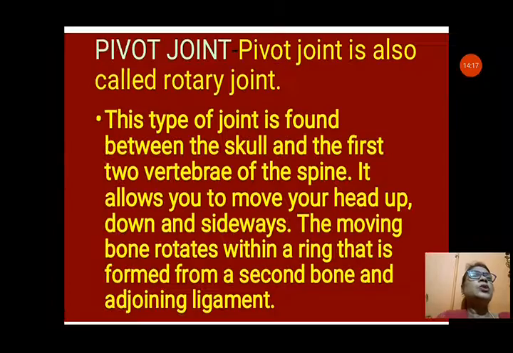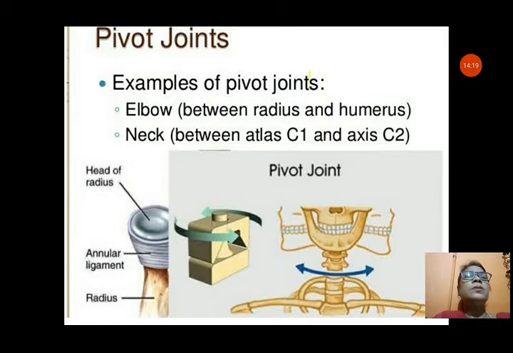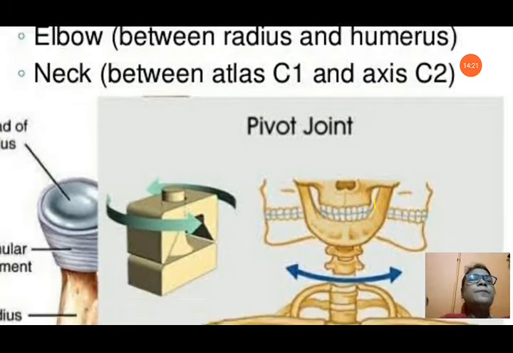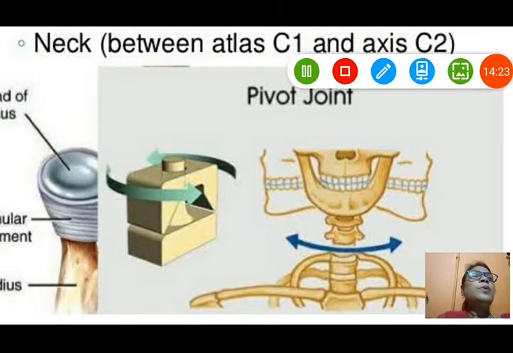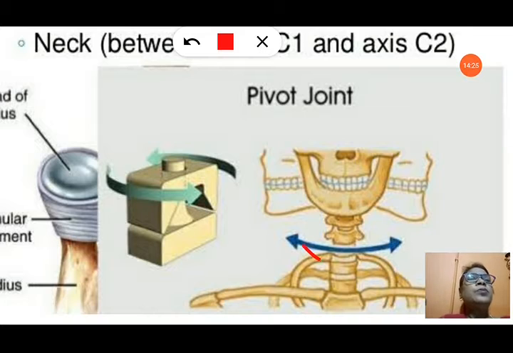You can see the picture also. Here you can see the pivot joint. This is the pivot joint. So the skull moves on the first and second vertebrae, C1 and C2. These are the axis on which our skull rotates. So it is also known as rotary joint.